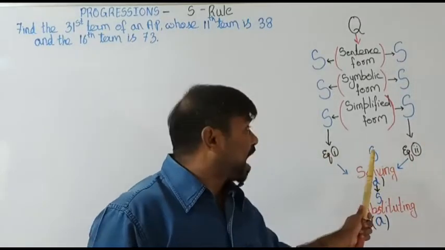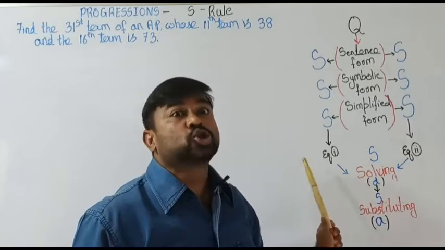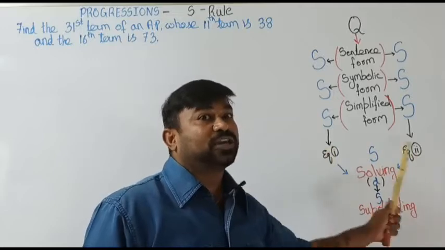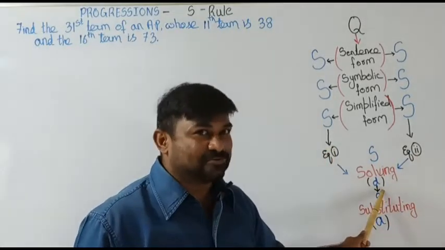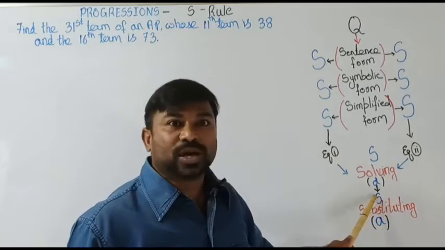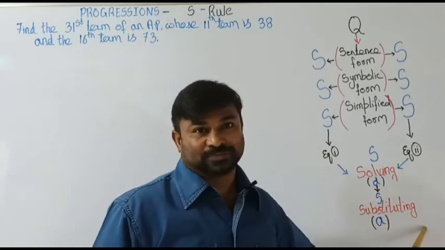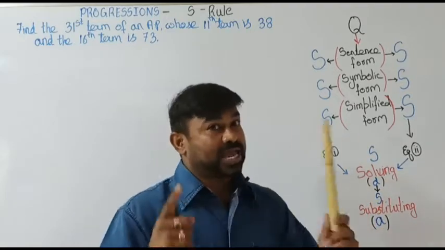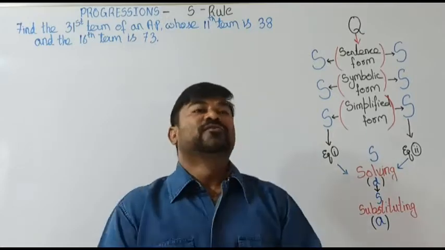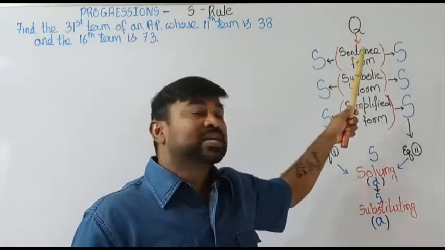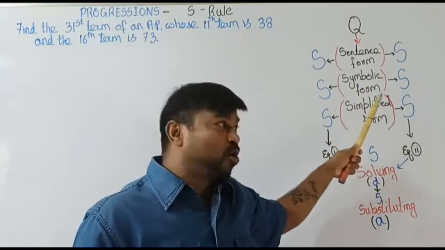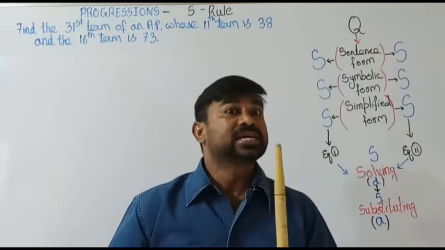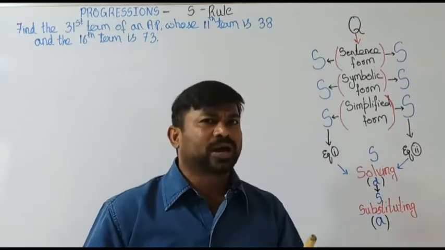From the 2 equations, we go for one more S, which is nothing but solving equations 1 and 2. Because of solving equations 1 and 2, you will get the t value. Again one more S, that is substitution. If you substitute that in the first equation, you will get the value of a. I repeat, S rule: from the question, sentence form, symbolic form, simplified form, solving and substitution, all the S. That's why I'm calling it the S rule. I will teach you this one, you will get it.